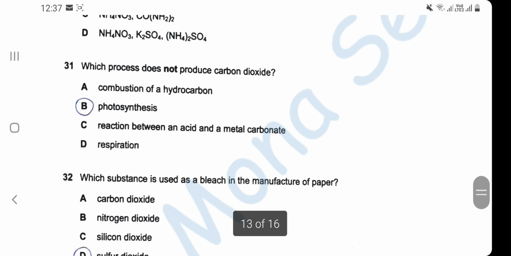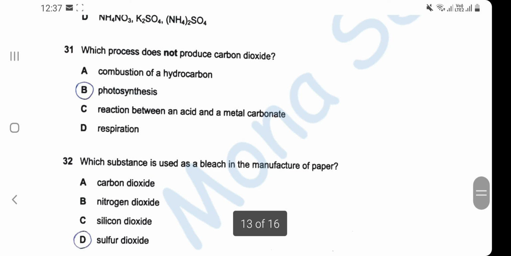Question 31, which process doesn't produce carbon dioxide? Combustion, of course, combustion produces carbon dioxide. Photosynthesis consumes carbon dioxide, so it will not produce carbon dioxide. The answer B is correct. Reaction between acid and metal carbonate produces carbon dioxide, of course. Respiration also produces carbon dioxide, so the answer will be B.